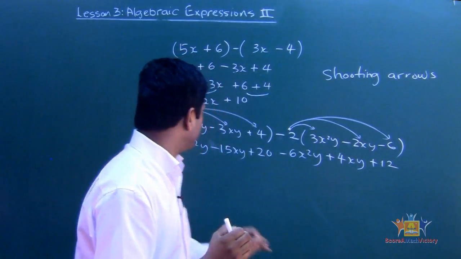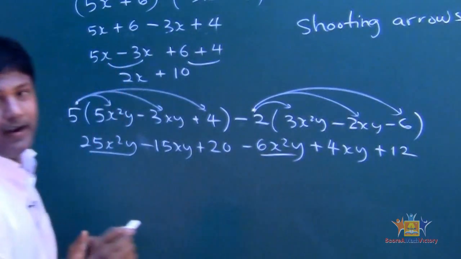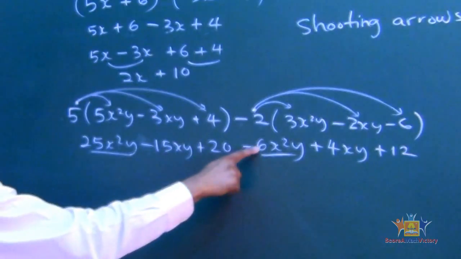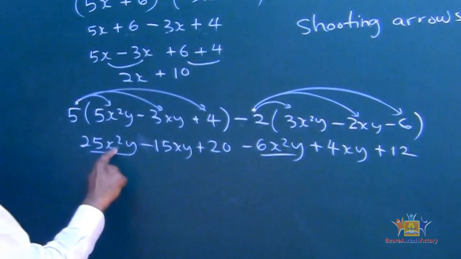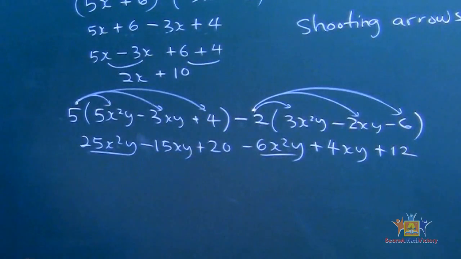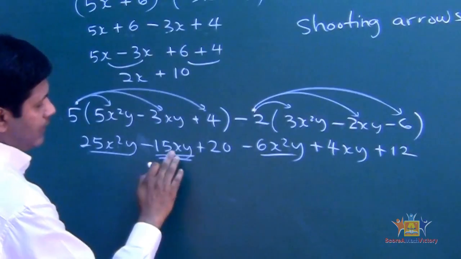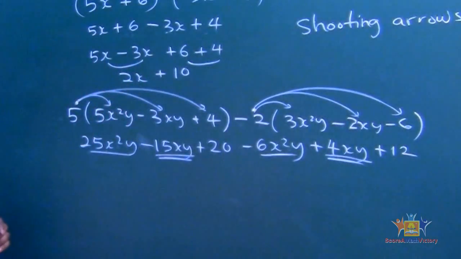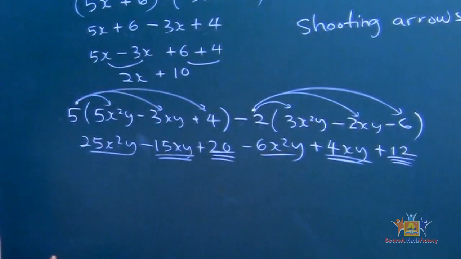Very important, like terms, alright? So this is going to be like to this one, alright? X squared y, alright? Does it matter 25 and negative 6? Doesn't matter. It's the unknown that matters, okay? To decide whether they're like terms or unlike terms. Next one is this one, xy. Xy, found it. They're like terms. And then the constant right there. Alright? So let's do them.